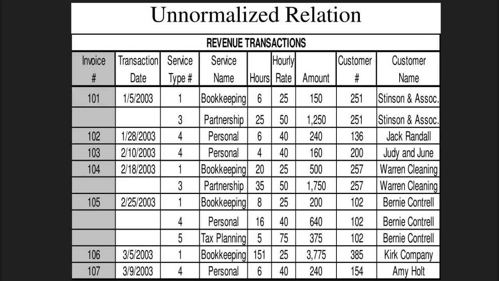So this is unnormalized because there are several cells, mainly in the invoice and transaction date, that are missing data.